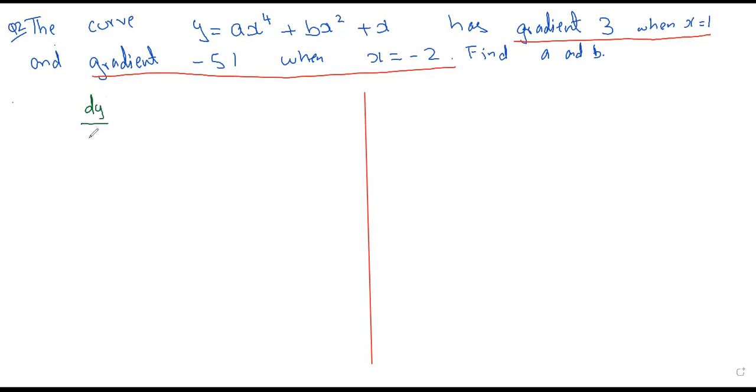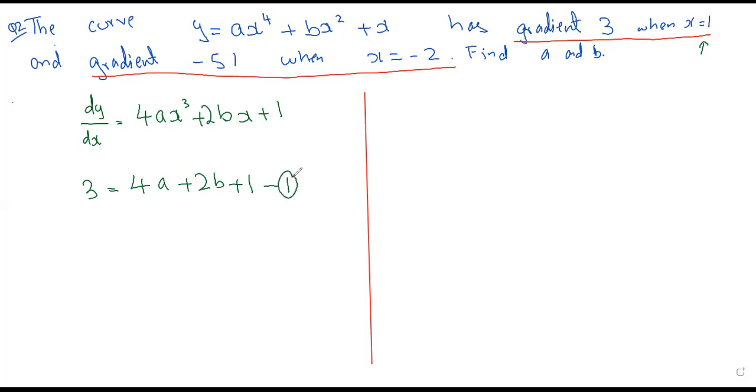So dy by dx would basically be 4ax cubed plus 2bx plus 1. Without any doubt, this would be the derivative, okay? Now the gradient, when I plug in the value of x as 1, is 3. They have told us the gradient is 3 when x is 1. So I've plugged in x equals 1, and this is what I'm getting. This is the first equation.